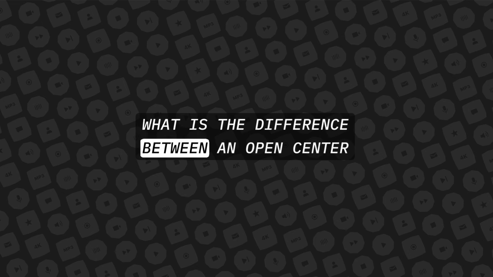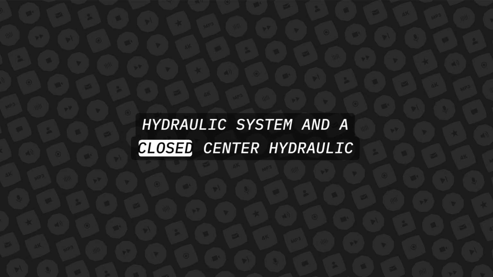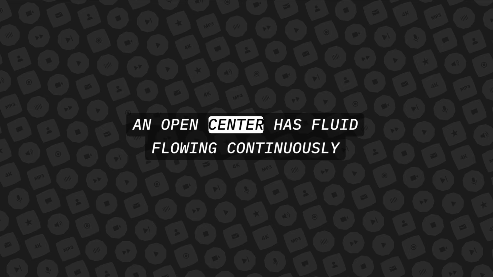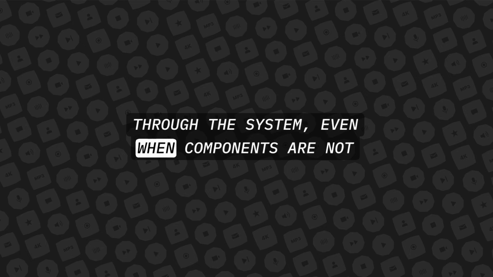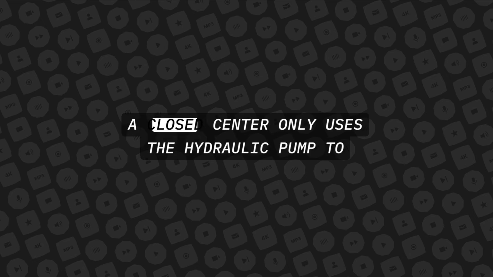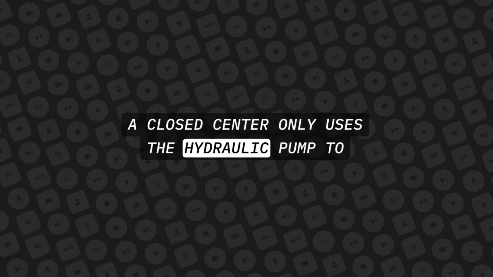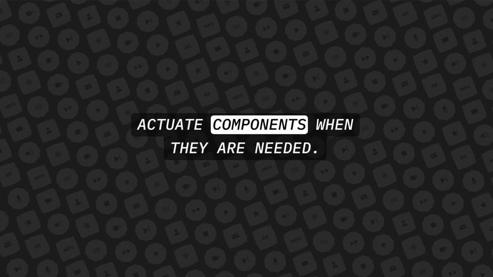What is the difference between an open center hydraulic system and a closed center hydraulic system? An open center has fluid flowing continuously through the system, even when components are not in use. A closed center only uses the hydraulic pump to actuate components when they are needed.